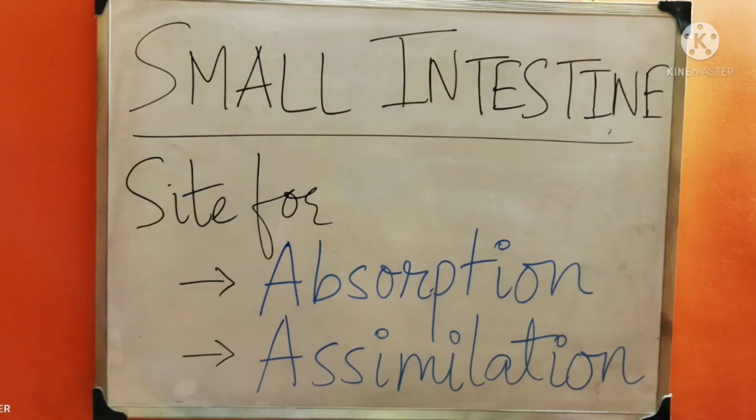So the small intestine is the site of absorption as well as assimilation. Small intestine is a site of absorption and assimilation.